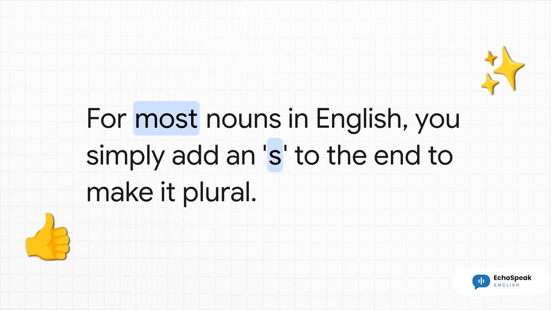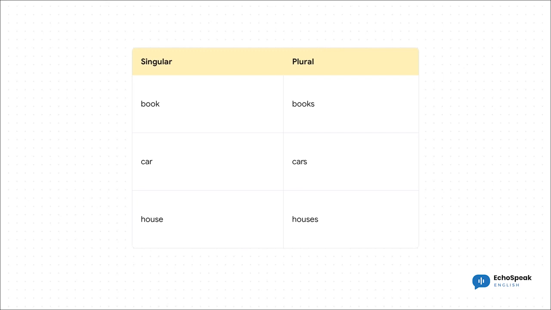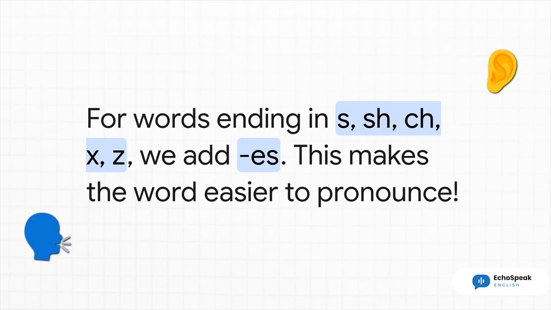Let's see how it works. For example, if you have one book, it becomes many books. One car becomes 2 cars. And one house becomes a whole street full of houses. All right, your turn. Listen closely and repeat after us. Ready? Book. Books. Car. Cars. House. Houses. Excellent.